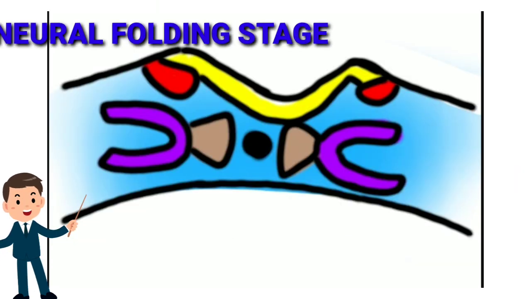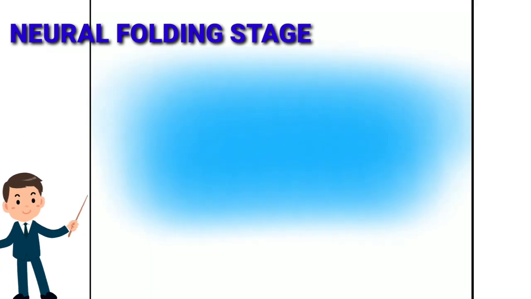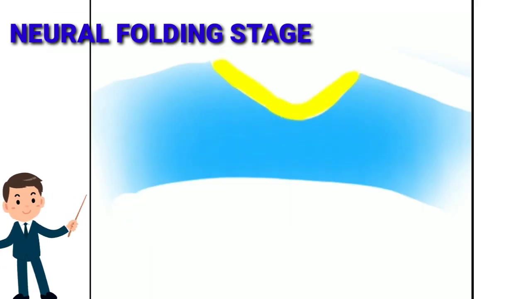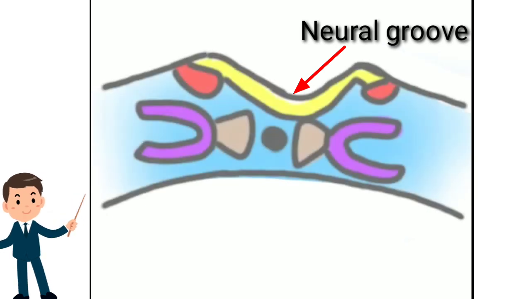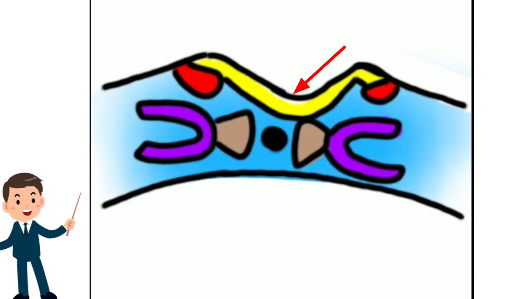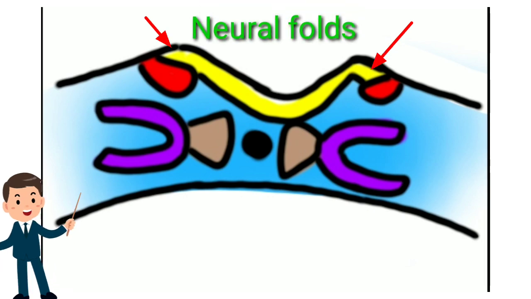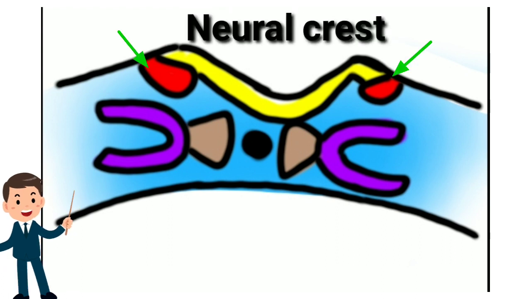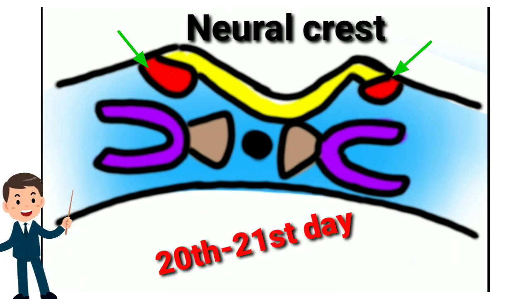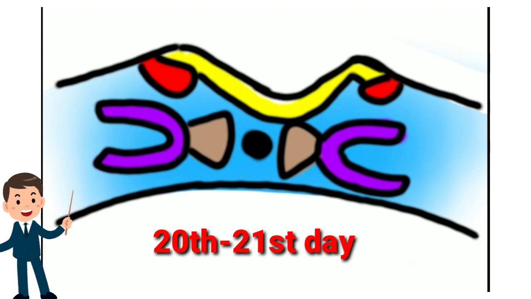The next stage is the neural folding stage. The continuous growth of the neural plate makes it depressed in the midline. This linear depression is called the neural groove. Elevated margins of the neural groove form the neural folds. At the junctional zone of the neural plate and surface ectoderm, the cells differentiate to form the neural crest. This stage occurs in the 20th and 21st day of the somite period.